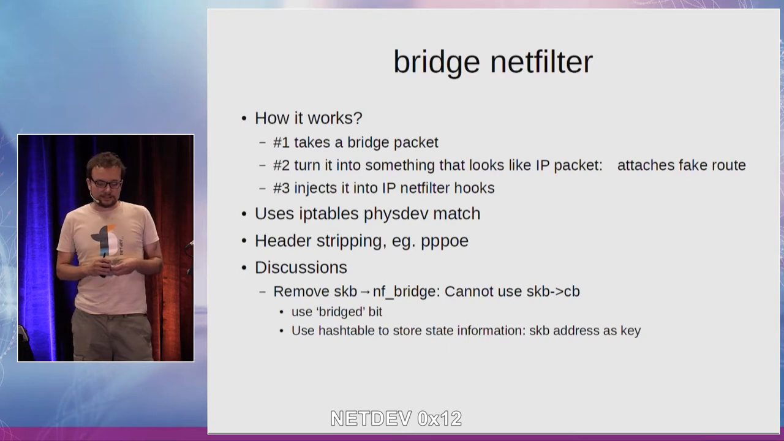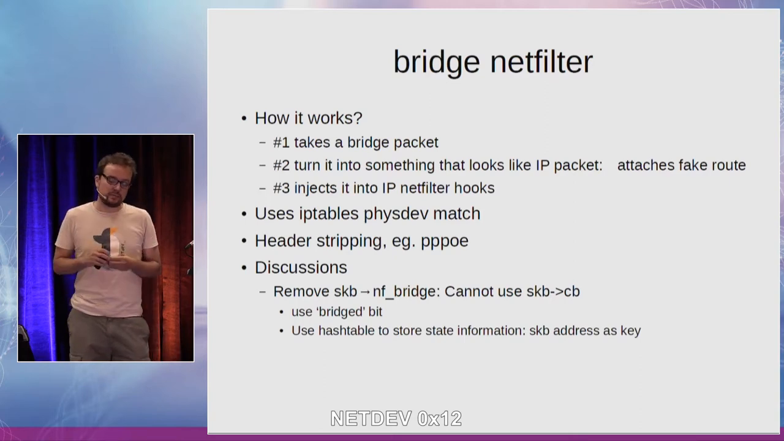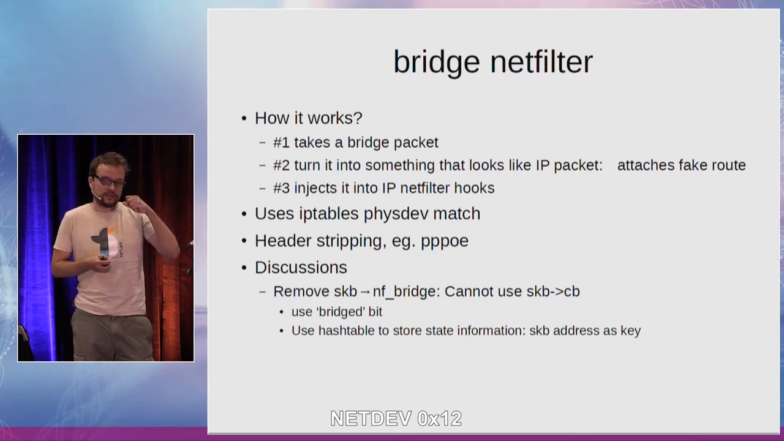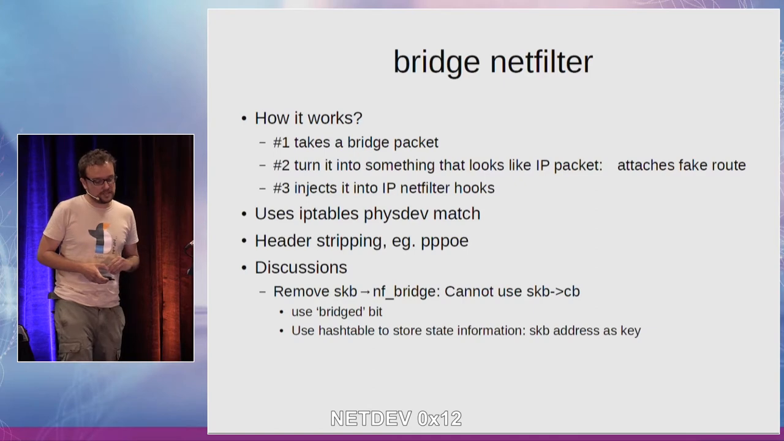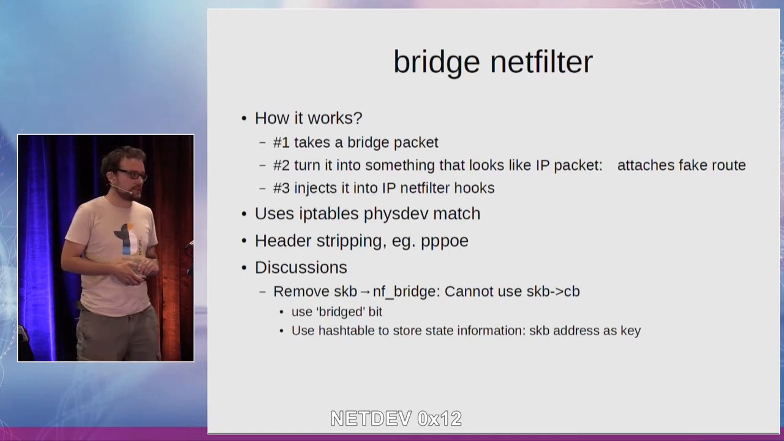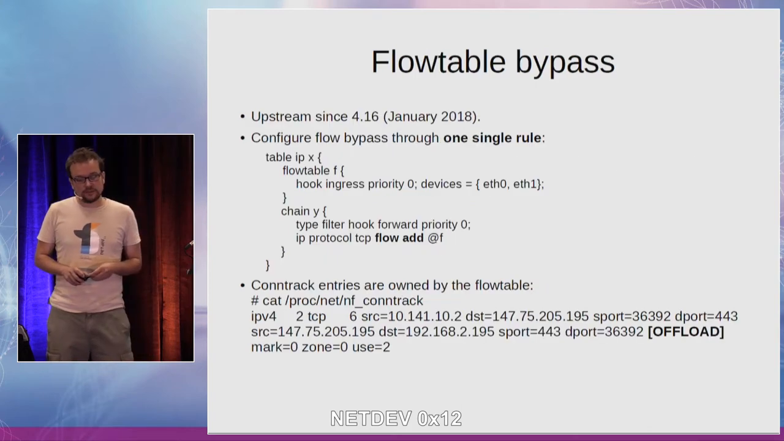Basically, this NF bridge info structure is just annotating all the mangling that we are doing in the packet to make it look like a native IP packet, and then to restore that when reinjecting it back to the bridge. So it's kind of a scratch pad area. So the idea would be to place all this information in a hash table, and use the skb address to perform the lookups. Another topic was the flow table bypass.